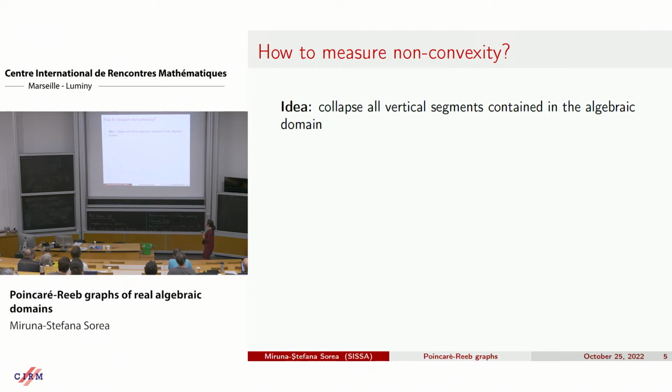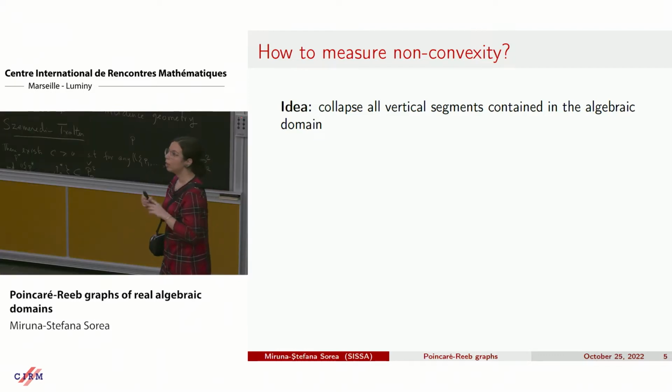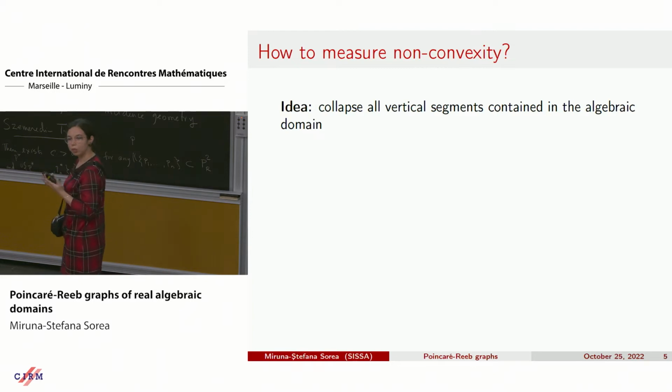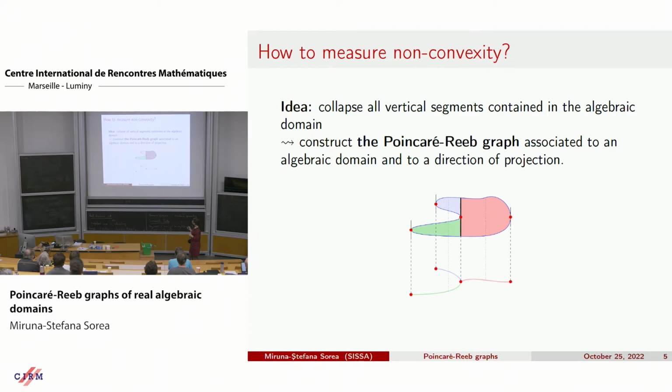But the idea is that by collapsing the domain into a graph, we will be able to use combinatorics to measure the non-convexity. So essentially, for instance, if you have this compact algebraic domain, if we take each maximal vertical segment inside it, and we contract it into a point, we get a planar graph, and in this case, a finite graph. It's actually a tree for this example.